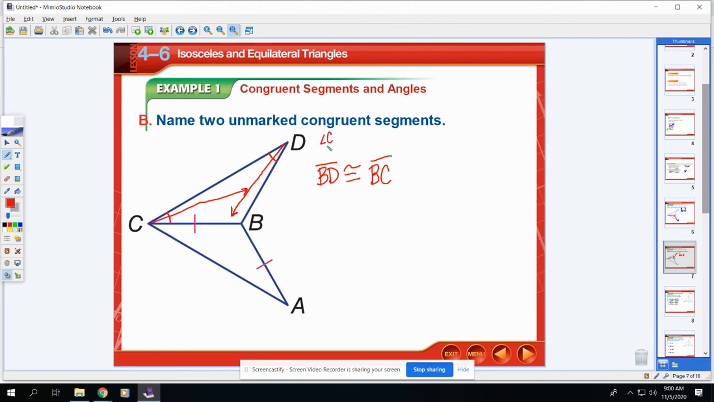Again, C was the angle we started with. Guess what's opposite of C? The two other letters in the triangle. Likewise for angle D. What is opposite of angle D? The two other letters in the triangle. So that can help us figure out which sides are opposite of our angle.